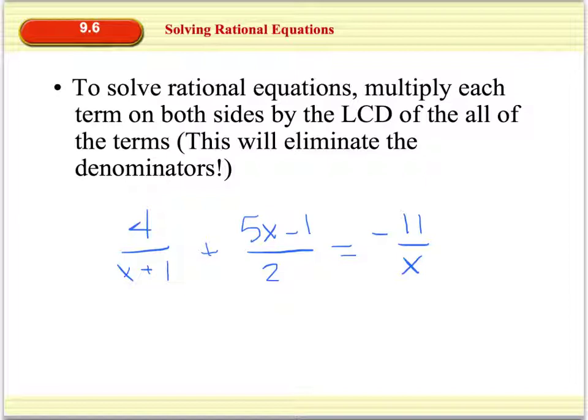To solve rational equations, we need to, first of all, find the least common denominator, and then we're going to multiply each term by that common denominator. And the reason we want to do this is because we want to get rid of those denominators. Once I get rid of the denominators, we no longer have a fraction. And I don't know about you guys, but if I don't have to work with a fraction, that would be my preference. So let's go ahead and look at our first example.